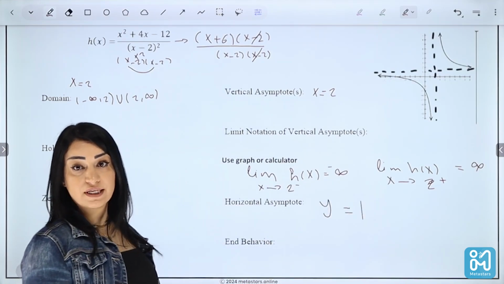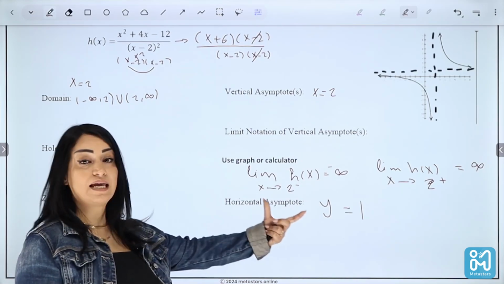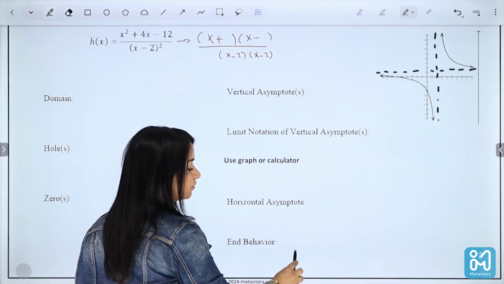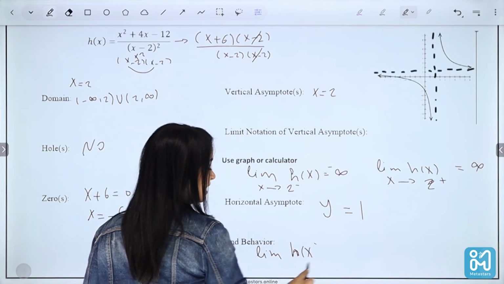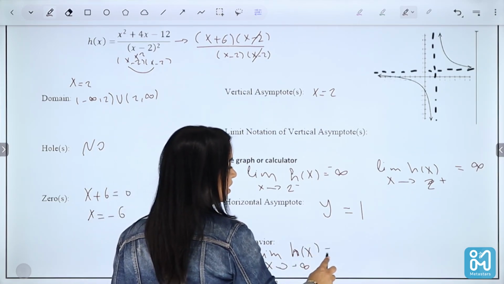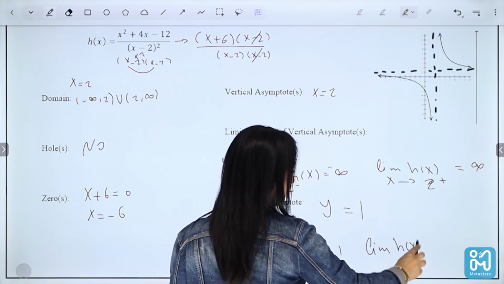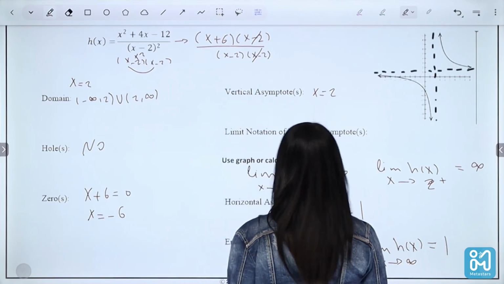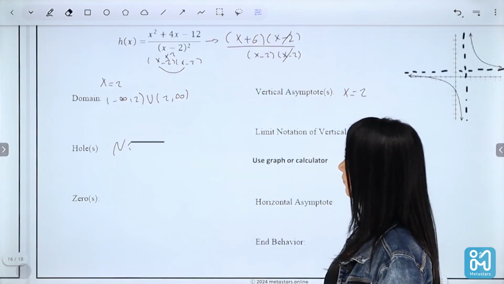So since we have a horizontal asymptote, what is the end behavior? The end behavior is going to be the same as the horizontal asymptote. So the limit of h of x as x goes to negative infinity approaches what? Approaches 1. And the limit of h of x as x approaches infinity also approaches what? It approaches 1. Okay.